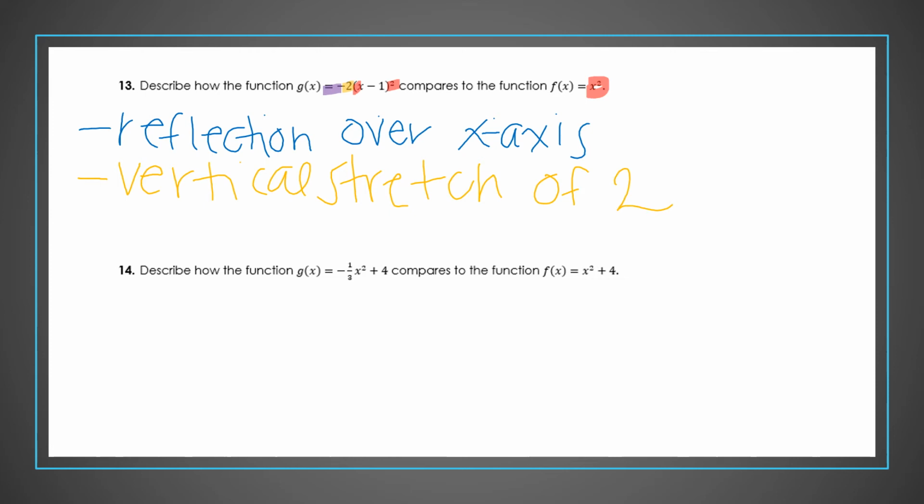And then the last thing that I see is that I've got this -1 right there. That impacts the vertex. Remember that that's the opposite. So that would be a +1, which would move the function to the right 1. So this is a shift to the right or a translation to the right 1.